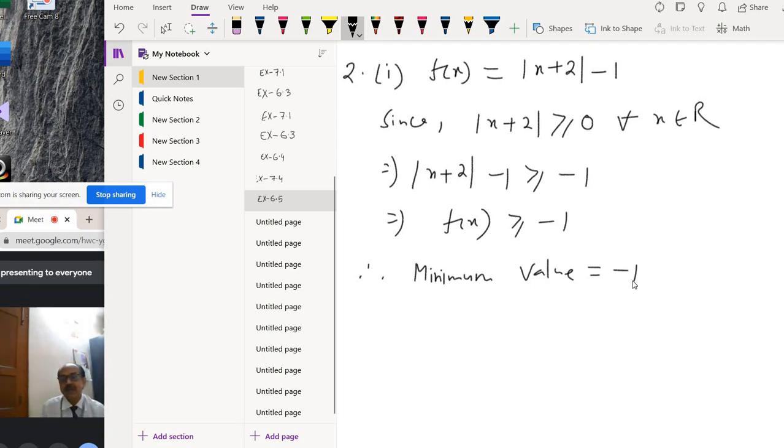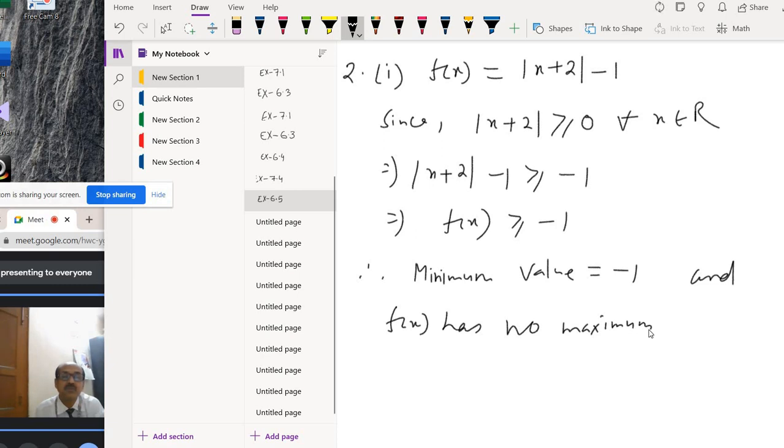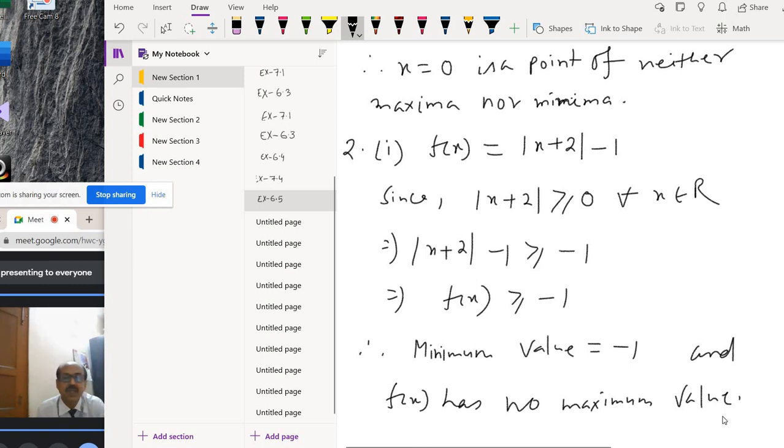And f(x) has no maximum value, because it can be any value, 5, 10,000, anything greater than minus 1. Okay, it is clear, this question? Yes, sir.